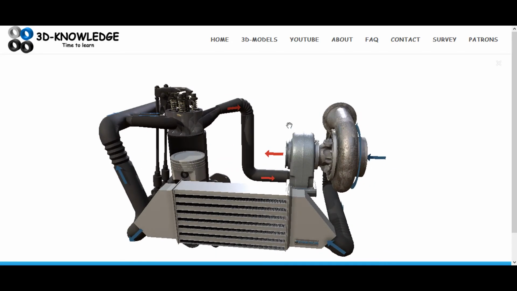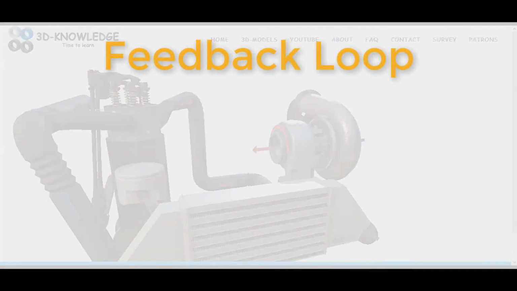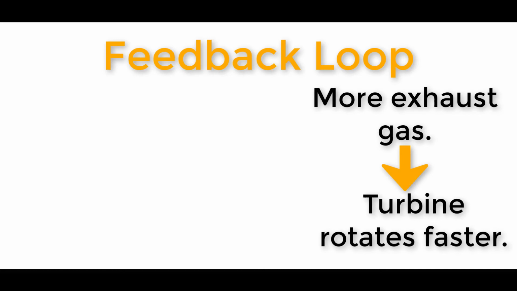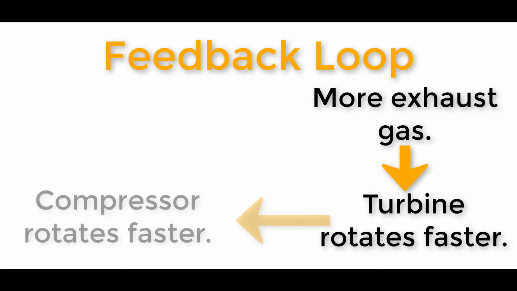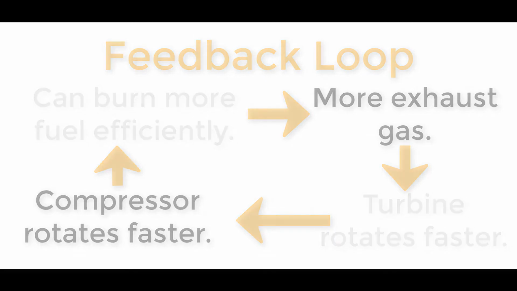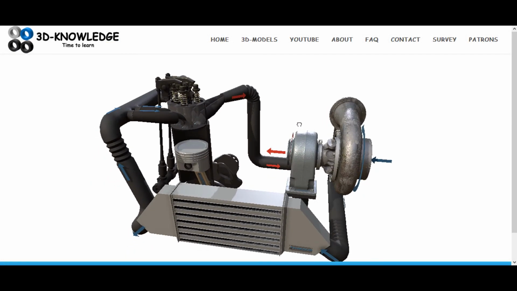So it's important to realize that this is a feedback loop. The more exhaust gas you can supply to the turbine, the faster the air compressor will turn. And the faster the air compressor turns, the more air you can supply to the combustion space. And the more fuel that is added and the more fuel that is burnt efficiently, the more exhaust gas will go to the turbine.